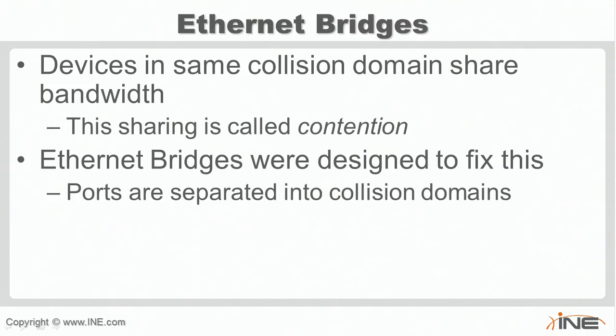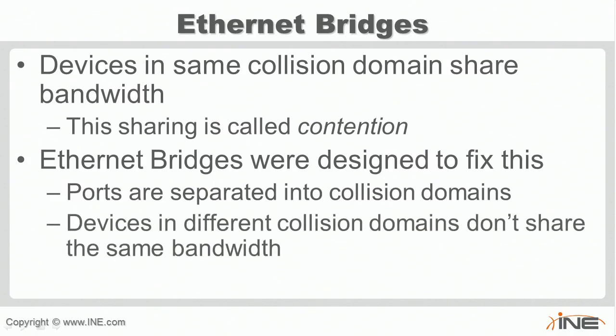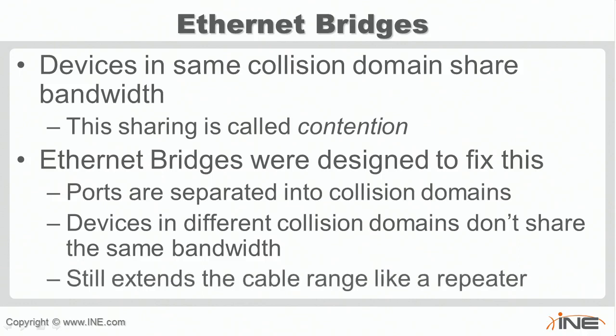And the way it does this is to separate the individual ports into separate collision domains. So it's an electrical function where when you're sending a signal on one side of the device, it's not the same signal that's on the other side, which means that the device now has to have some additional intelligence. So the key is that with a bridge, since the devices are in different collision domains, they don't share the same bandwidth. If I have 10 megabits per second on one side and 10 megabits per second on the other side of the bridge, then the individual host can use that full value. But it's still extending the range of the cable just like a repeater.